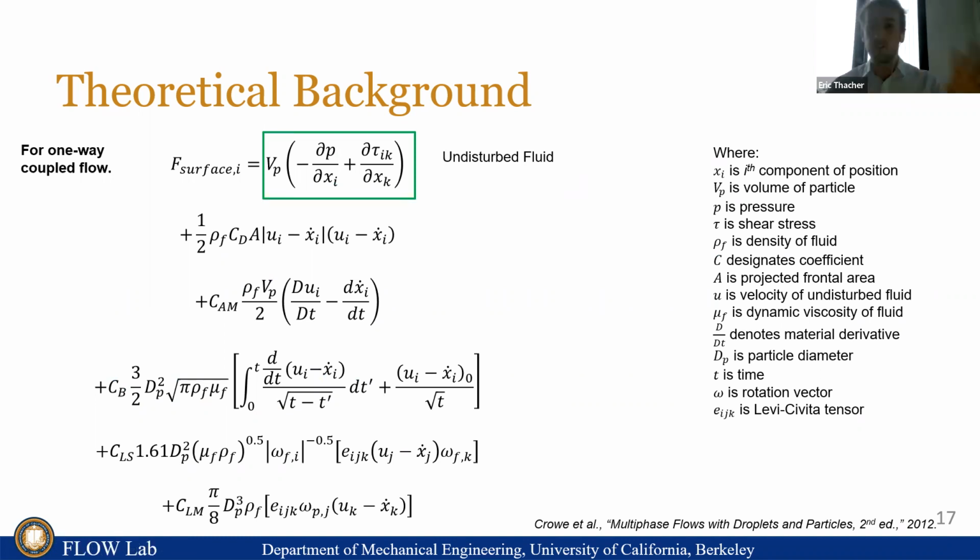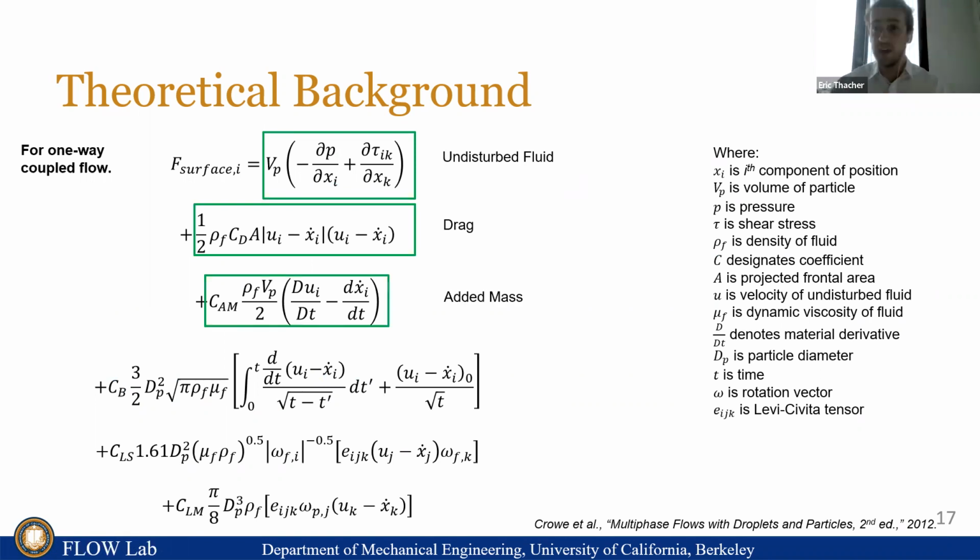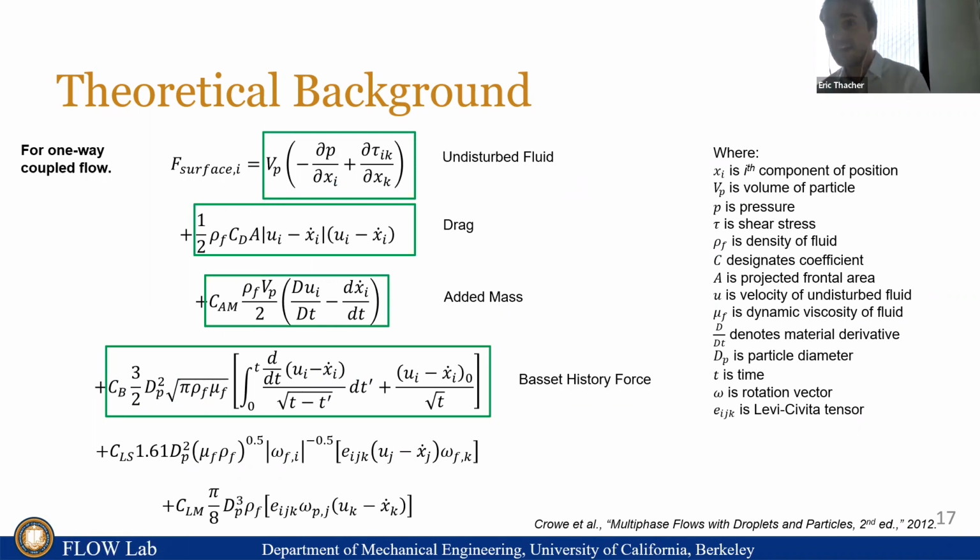So basically, again, we have the force of the undisturbed fluid, we have drag, then we have added mass, which is basically the fact that that sphere needs to accelerate the fluid around it as it moves through the fluid. We have the Basset history force, which again is the fact that the boundary layer development on that sphere is a function of time. So if there's large accelerations, then that's going to change the rate at which that boundary layer develops, which could affect the forces. So again, if you have large accelerations, then this term becomes important.